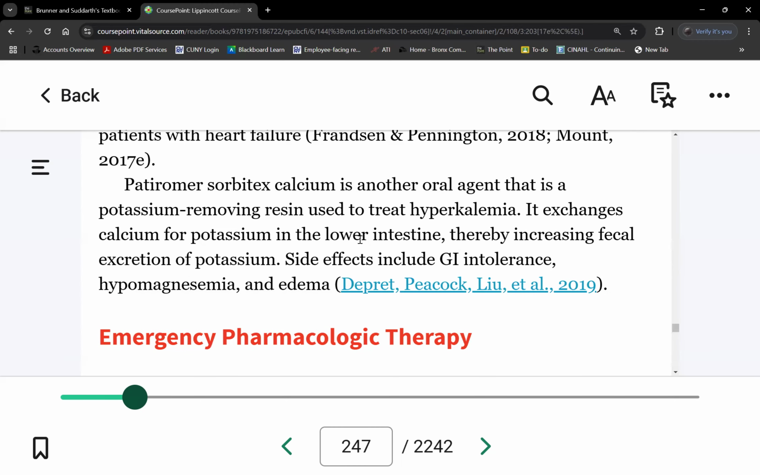Okay, so same action. It eliminates potassium through the GI tract, promotes a bowel movement. And just like SPS, what is the requirement before you give it? Normal peristalsis. There must be normal bowel function.